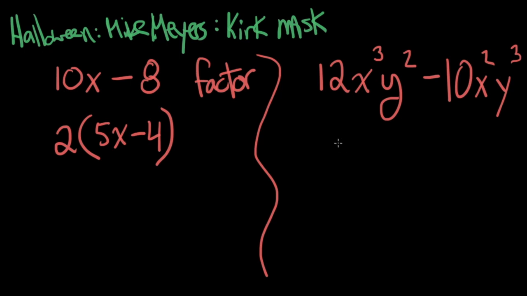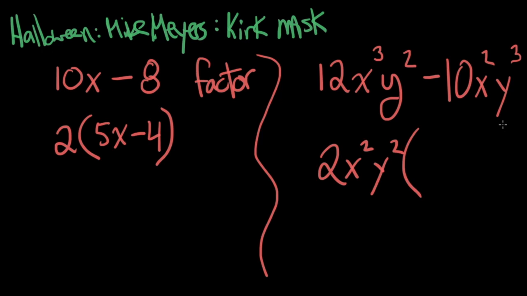Work on your 12 and 10. What's your GCF of 12 and 10? That's going to be 2. Notice I took the positive, not the negative. So I took 2. And ask your x's. How many x's are common? There's 3 here. There's 2 here. How many are common? 2 are common. There are 2 y's and there are 3 y's. How many are common? 2.